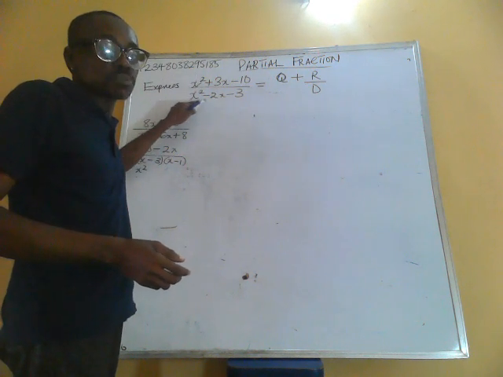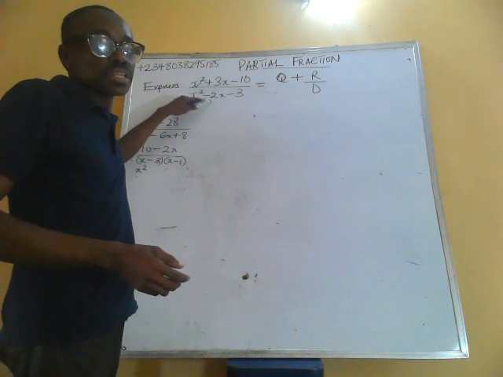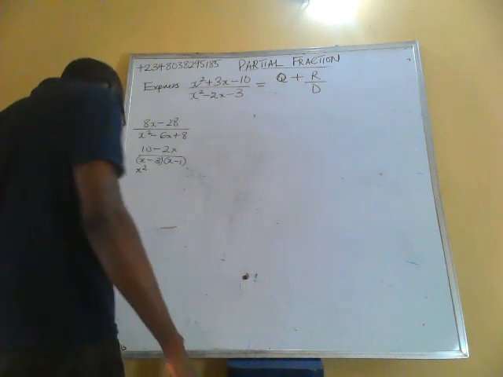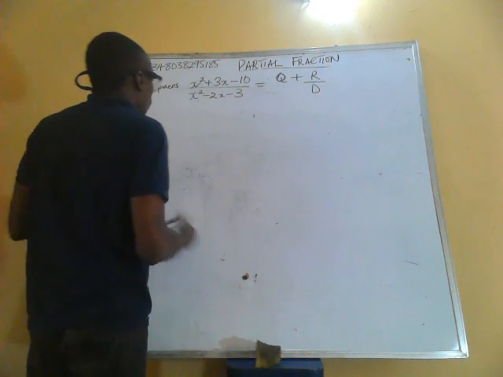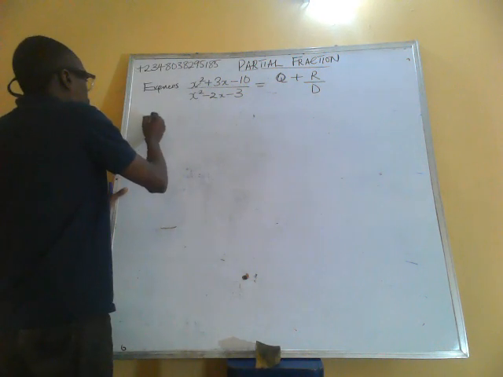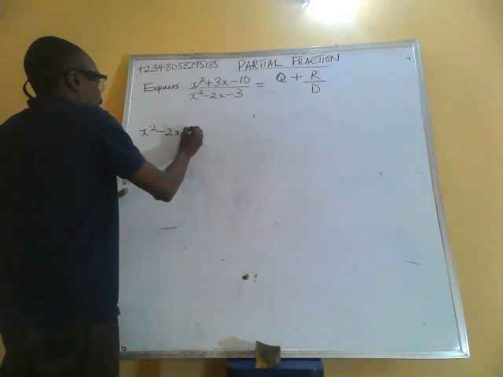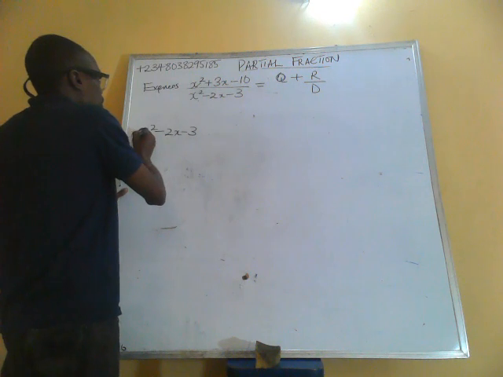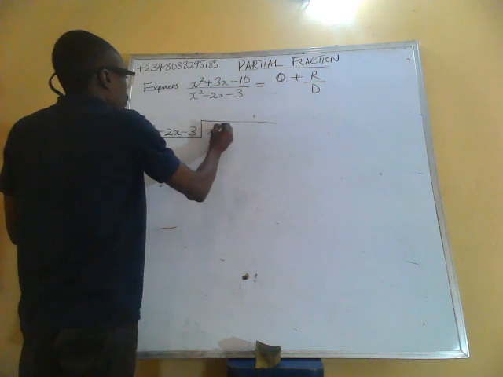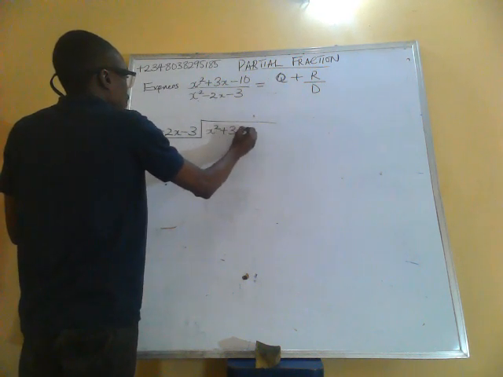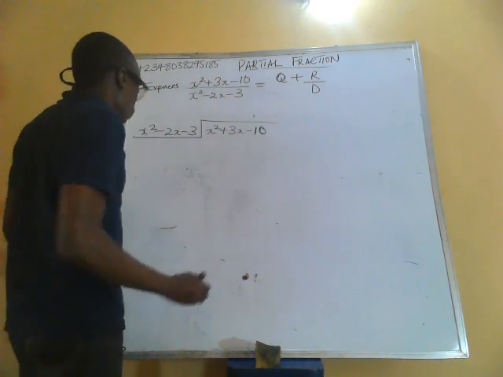x raised to power 2, x raised to power 2. So that rule is not observed. This should be lower than this. So we are now going to use long division to divide that partial fraction. So we have x squared minus 2x minus 3 in the denominator into x squared plus 3x minus 10 in the numerator.